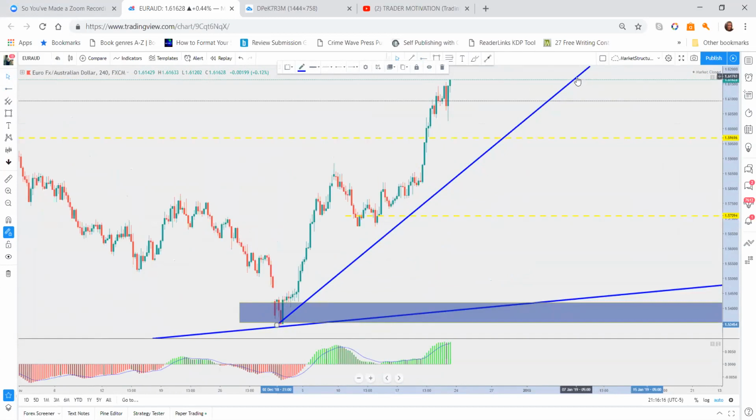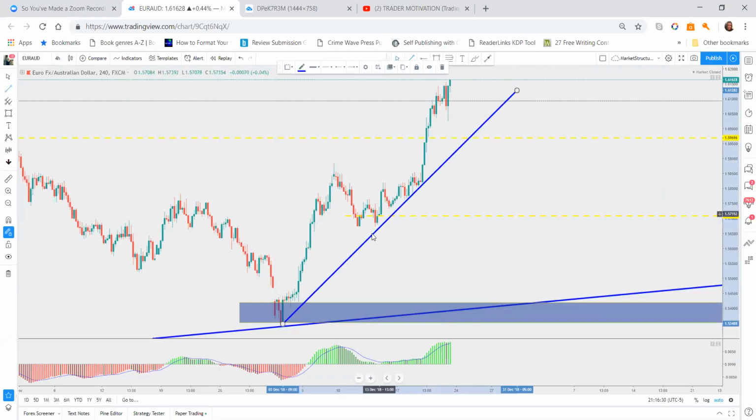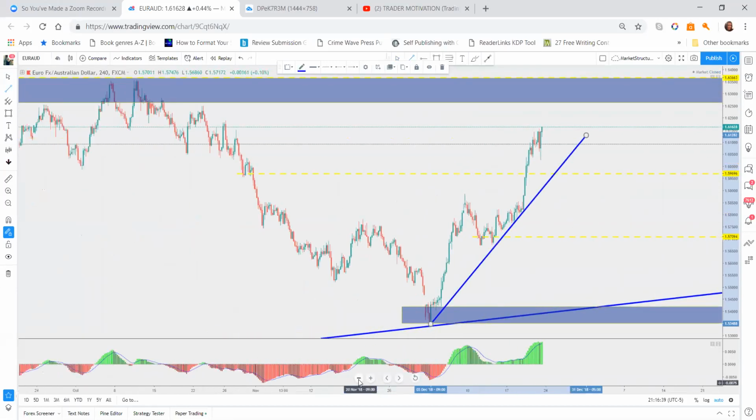I'll just redraw it. They get a little distorted when you go from a higher time frame to a lower time frame. Again, we're just connecting the dots. We got a valid trend line because we have 2 touches, and we have a valid trend because we have 3 touches. So the market on Euro-AUD is in a definite uptrend.